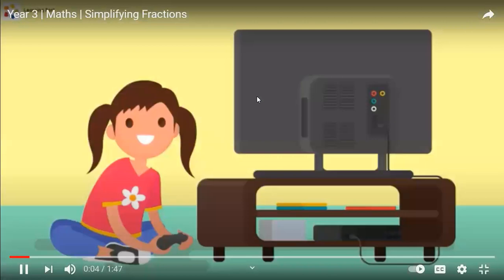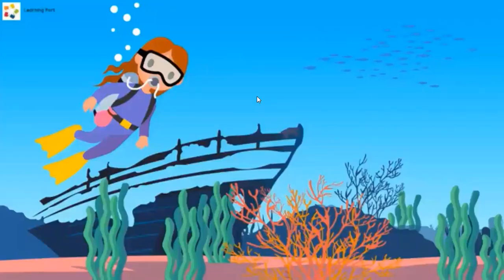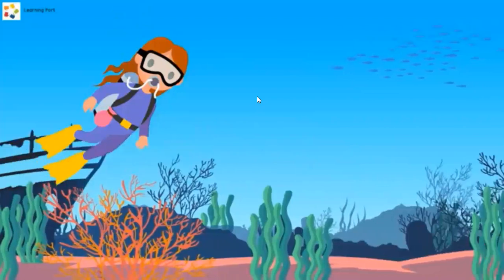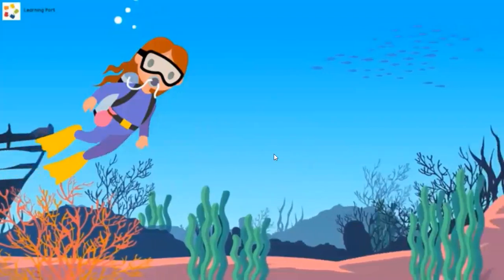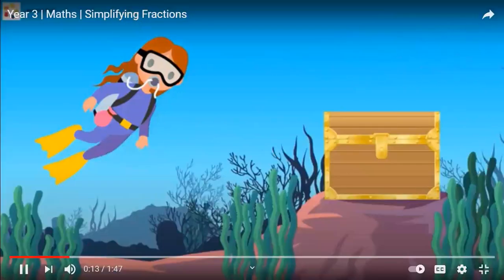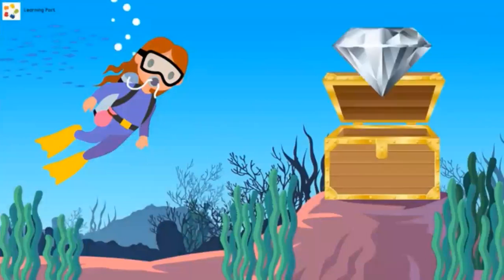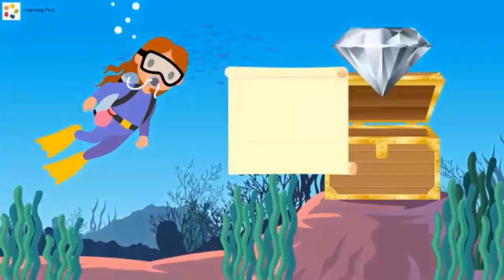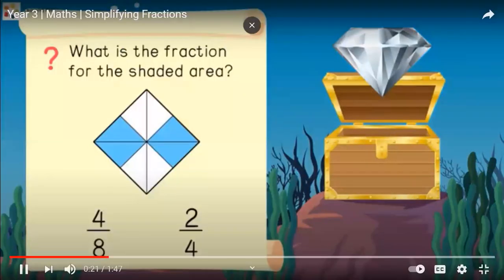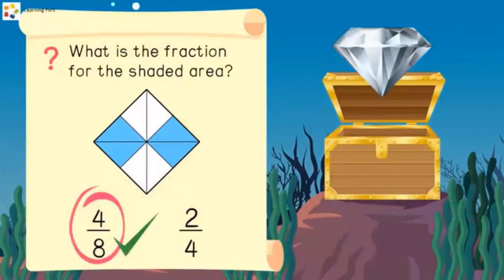Cindy is playing a game of collecting diamonds in the sea. Every time she finds a treasure chest, she has to answer a question to get the diamond. She is at a treasure chest. What is the fraction for the shaded area? She chose 4/8. It's correct.